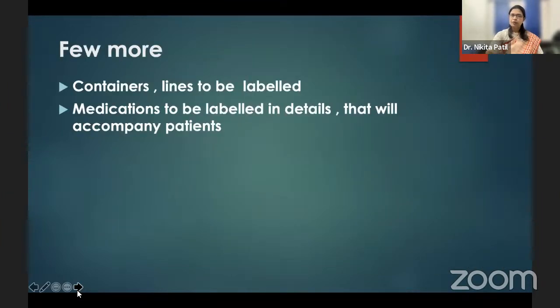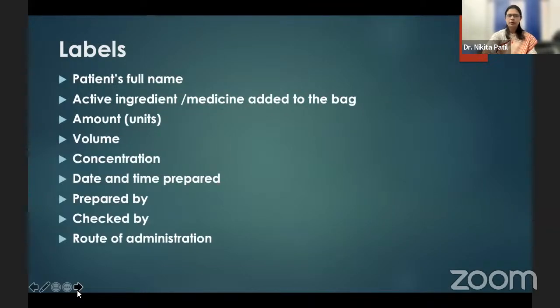Containers and lines are to be labeled, from the OT going to the ward, from the CT scan center going somewhere else. So everything has to be labeled. Medications to be labeled in detail will accompany patients. What has to be written on the labels? Patient's full name, active ingredient or medicine added to the bag, units, volume, the concentration, date and time, prepared by, checked by, and the route of administration. Particularly for us, IV and epidural. So it is very important to label whatever is going from the OT to the ward.